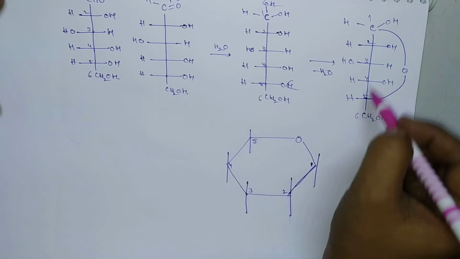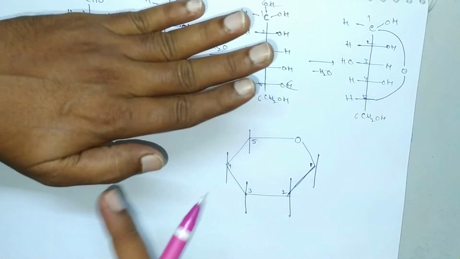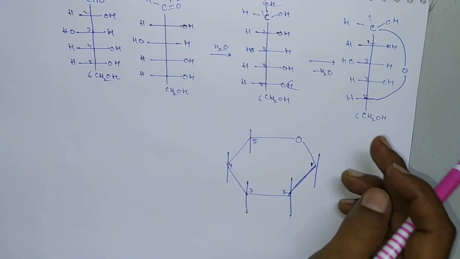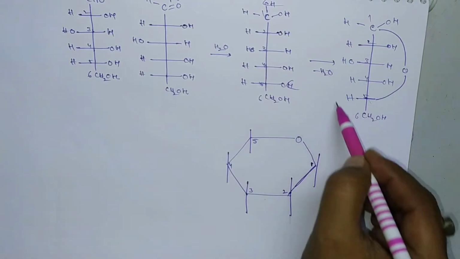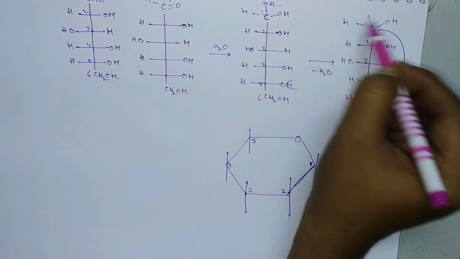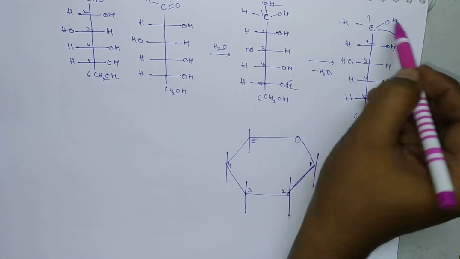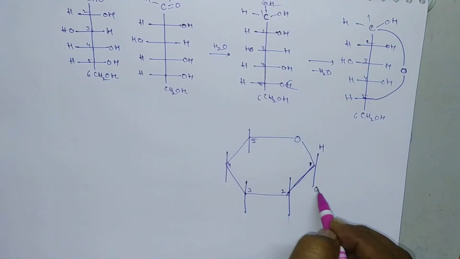So now we have to write the groups. One is above the plane of the 6-membered ring, the other one is below the plane of the 6-membered ring. So now here the left hand side group should be presented above the plane. That means here H and OH are there. Adjacent to oxygen this is the first carbon. So at the first carbon H and OH are there.